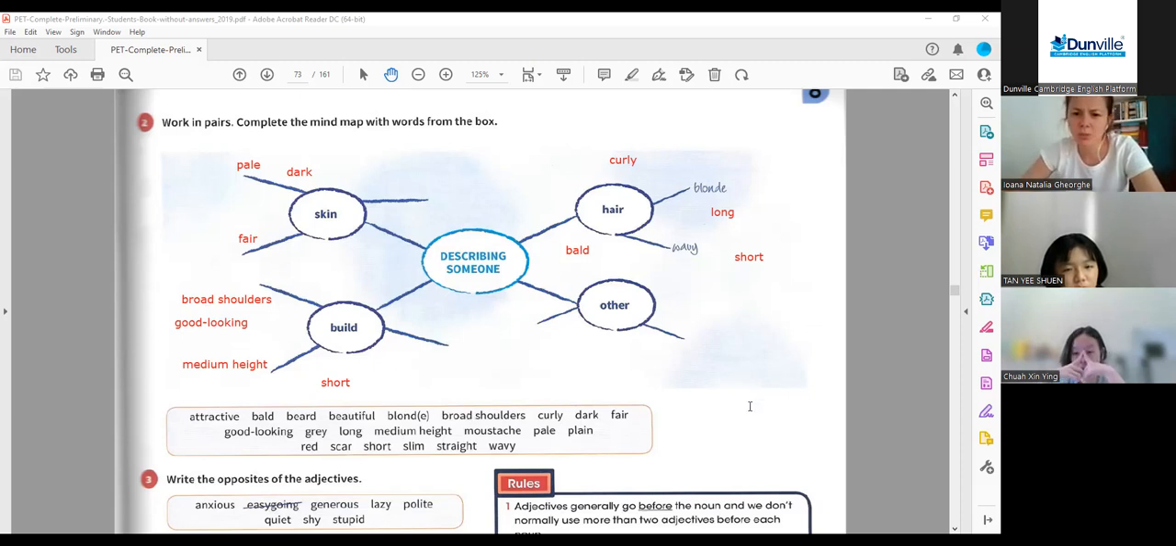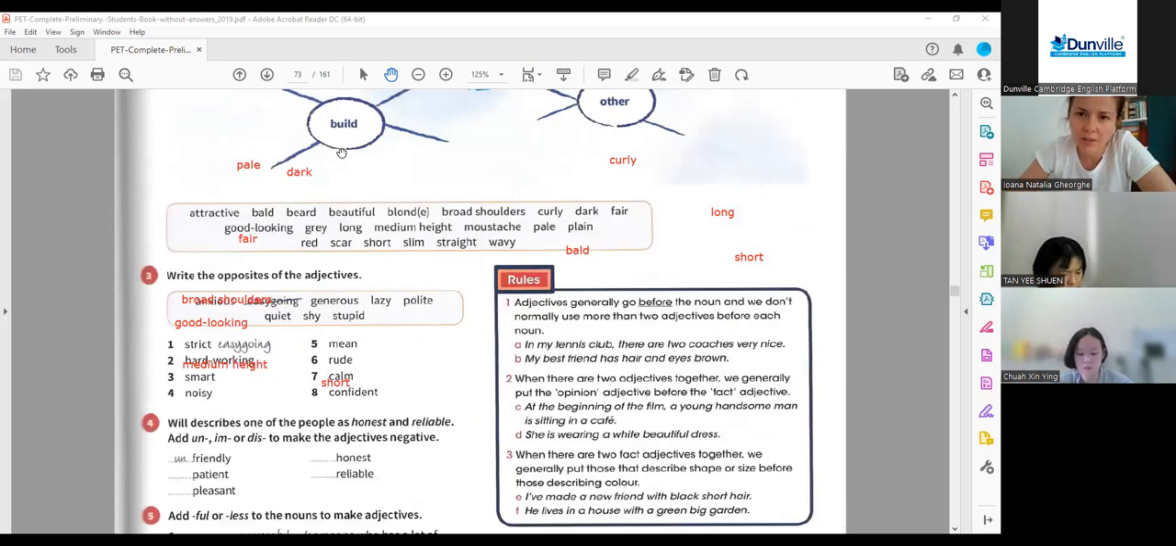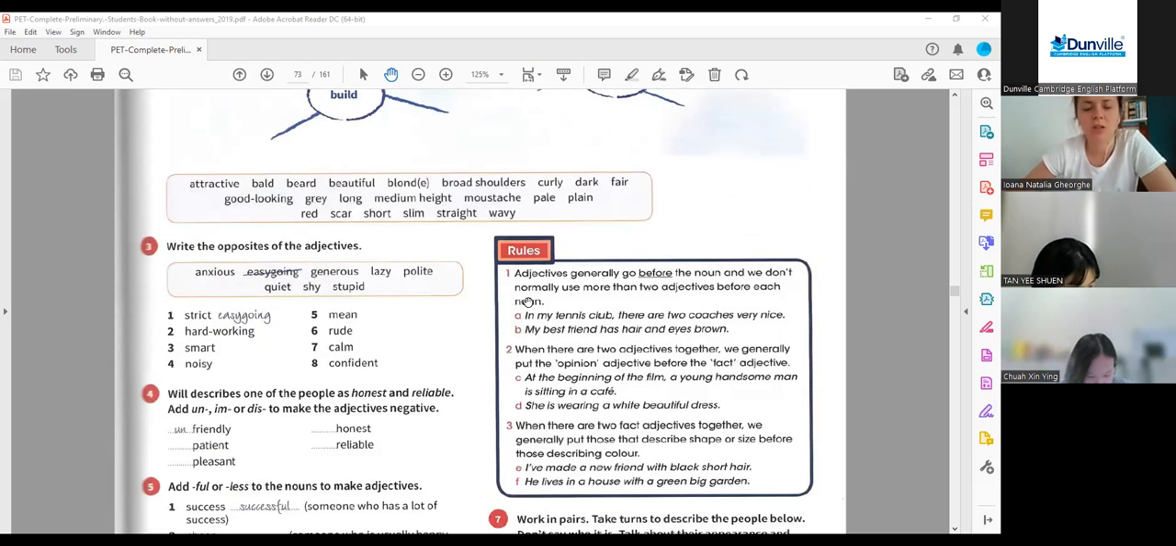Okay, I think we use most of them. Slim goes with build. So thin, slim. And then wavy is with hair, but it's already written. All right, girls. Now let's have a look at exercise 3. I'll get rid of the annotations now. And you need to tell me the opposite of these words. So strict goes with easygoing. What goes with hardworking? What's the opposite of hardworking?